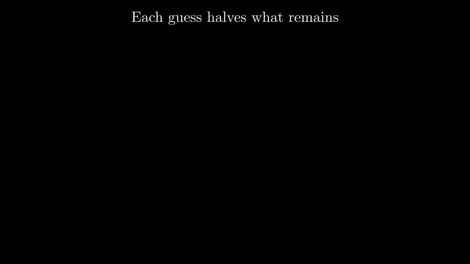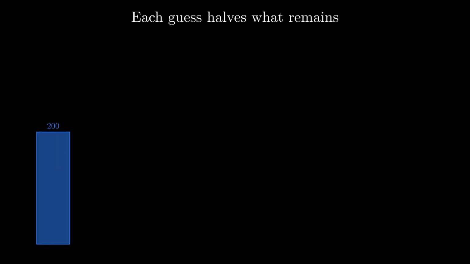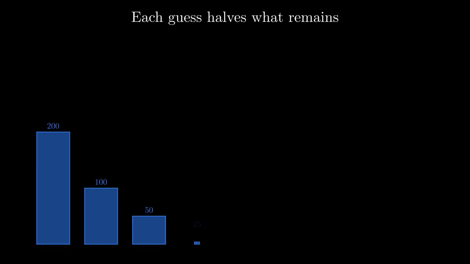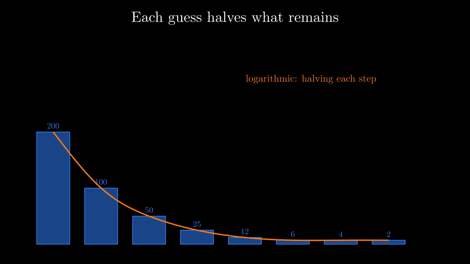Recall the book search example. The first guess threw away 200 pages in one stroke. The second eliminated only 100, the third only 50, and near the end we were trimming about 4 pages, then 2 at a time. The drama fades as you close in. That is logarithmic growth. Each step halves what remains, so the absolute amount you cut shrinks even as the search marches steadily toward the answer.